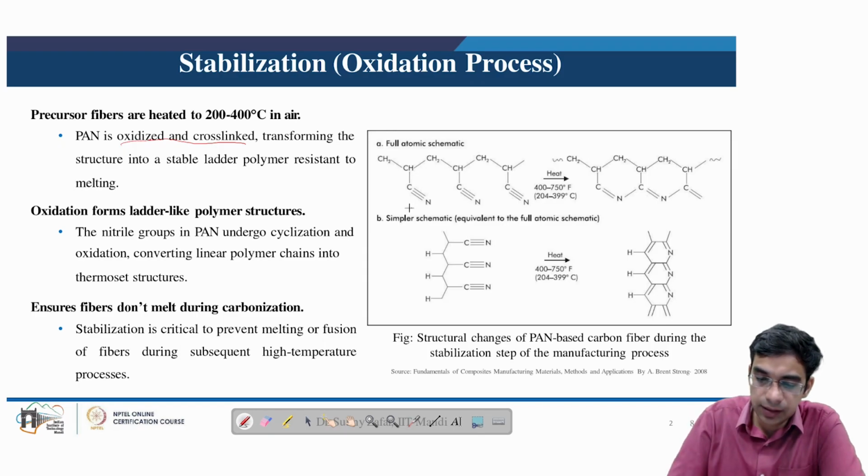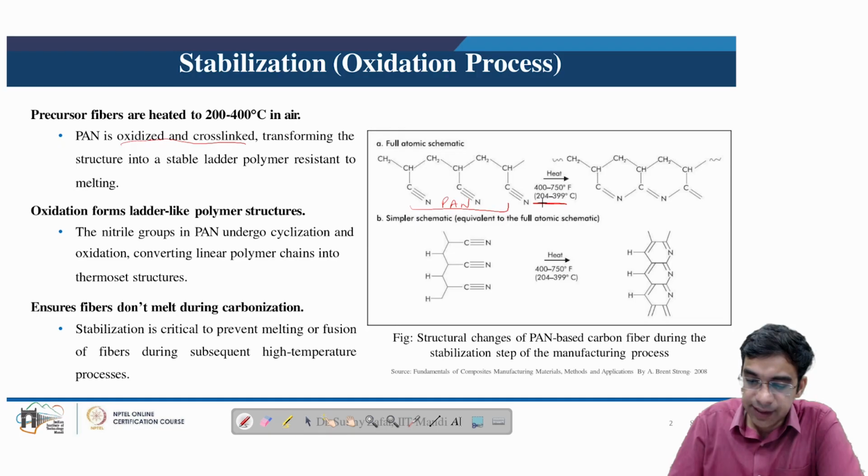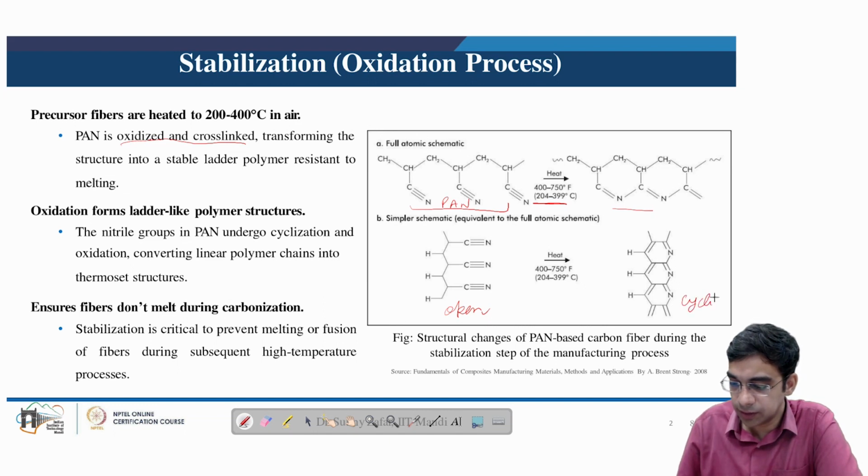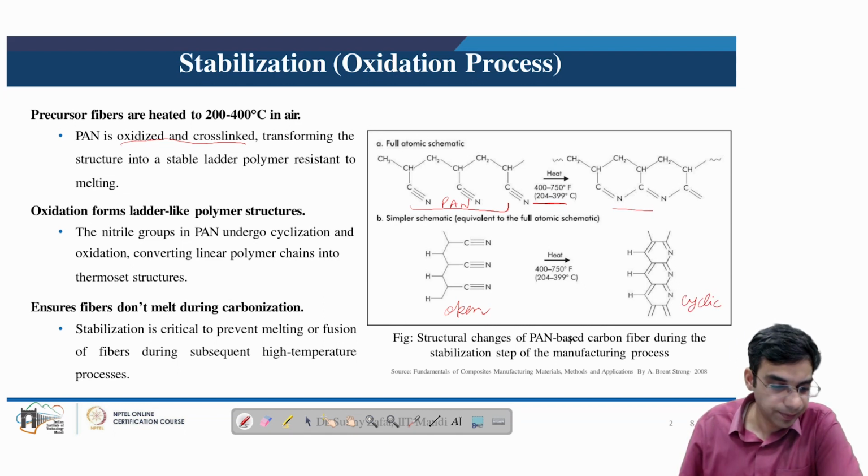So here we can see this in the full atomic scheme. So this is basically the atomic structure of PAN, and how upon heating between 200 to 400 degrees Celsius, the cyclization of this triple bonded nitrogen takes place, and the open or linear structure of this polymer starts converting into this cyclic structure. If we look at it in a simpler way, this type of open structure here converts into this type of cyclic structure, or a structure with some closed rings.